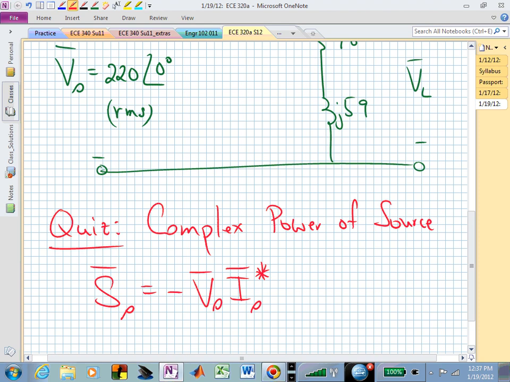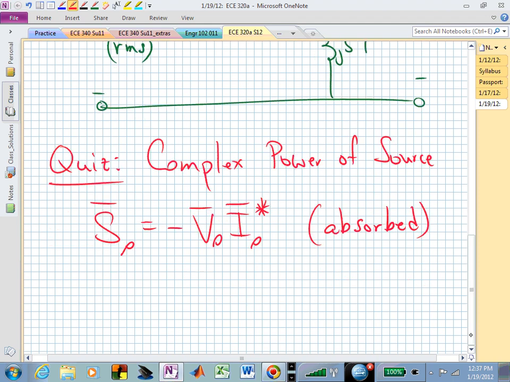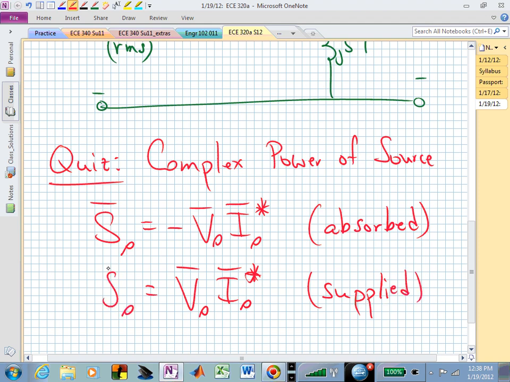That's one formula for complex power, and we've assigned the minus sign, and you should probably say then absorbed. Or you could say that this is V sub s as I've sketched it, supplied or delivered. So it's supplied by the source, it's delivered to the system. Is that clear?